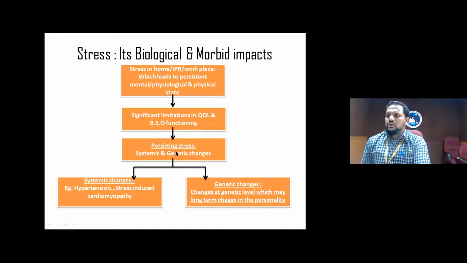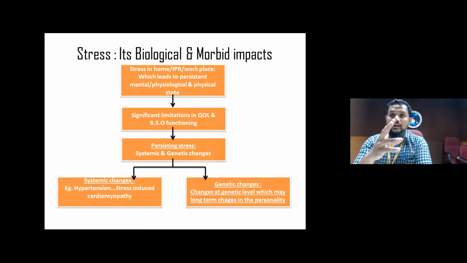For example, some small stress started 5 or 6 years back, it is not sorted out, not properly coped with, and slowly it will lead to some long-term systemic changes. One example of the systemic changes: because of the complete stressful state, there's something called the autonomic nervous system. If your autonomic nervous system is persistently active, there will be significant load on the heart. So they may develop a cardiovascular event, and sometimes they will develop a swelling of the heart walls. That is called stress-induced cardiomyopathy.